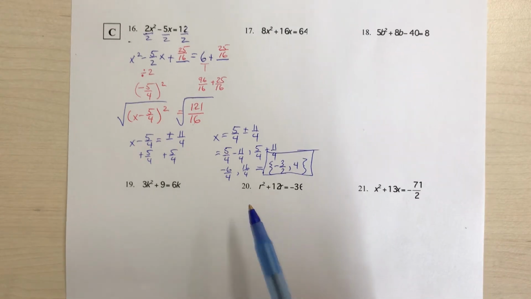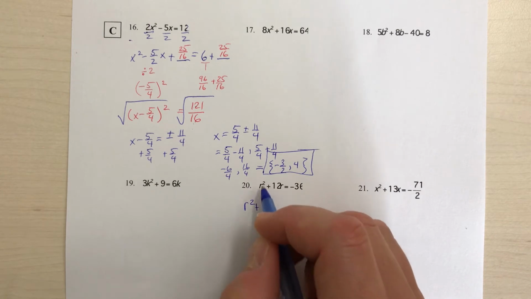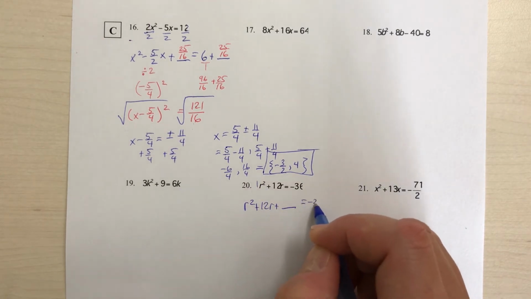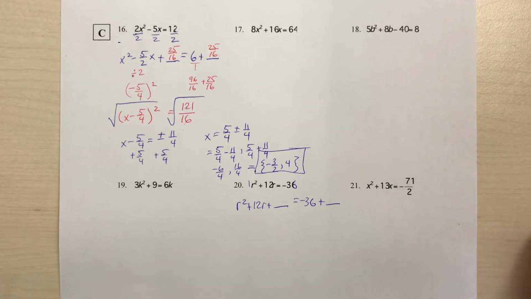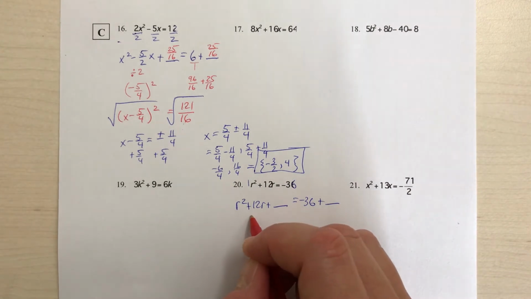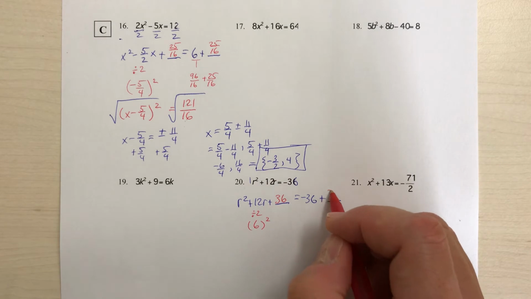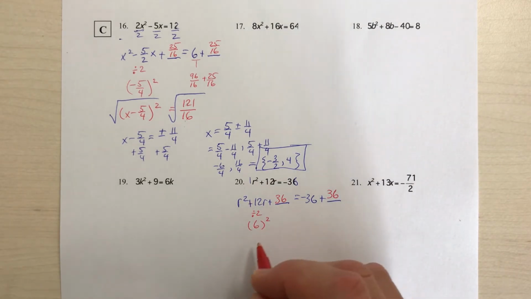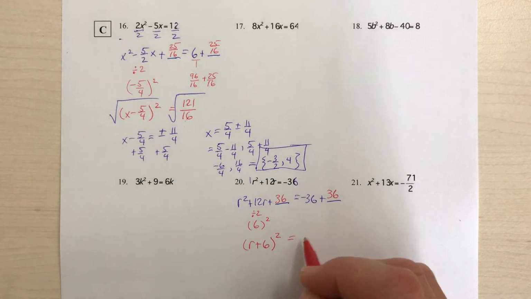We're going to do 20. Now 20 is actually set up really nicely for completing the square. It's a 1r squared plus 12r plus something equals negative 36. That's a 36 plus something. We would divide by 2 and then square that. So 36 is our magic number here. Now this is a perfect square trinomial, so we will write that as a binomial, the binomial factor squared, equals, and this adds up to 0.